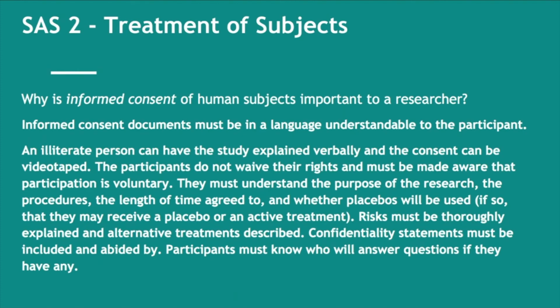So voluntary participation is very important when it comes to a research study. They must understand the purpose of the research, the procedures, the length of time agreed to, and whether placebos will be used. We already discussed what a placebo is. And if so, they may receive a placebo instead of an active ingredient treatment. Risks must be thoroughly explained and alternative treatments described, and confidentiality statements must be included and abided by both sides of the study, both the researchers and the research participants. And participants must know who will answer questions if they have any.